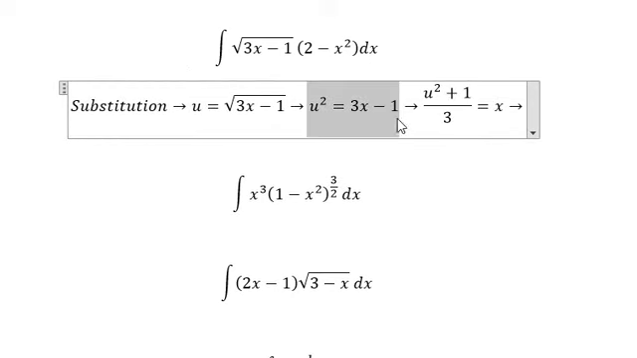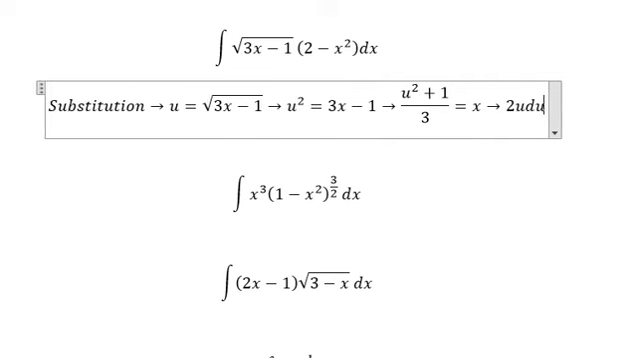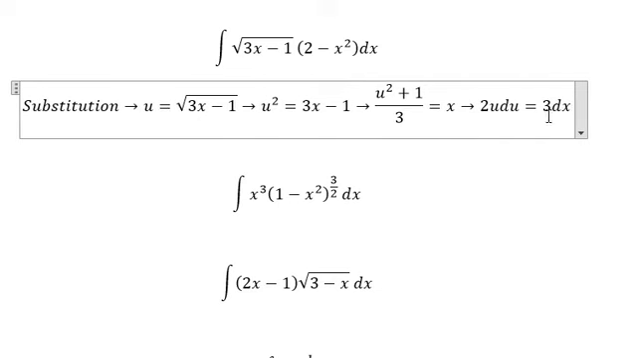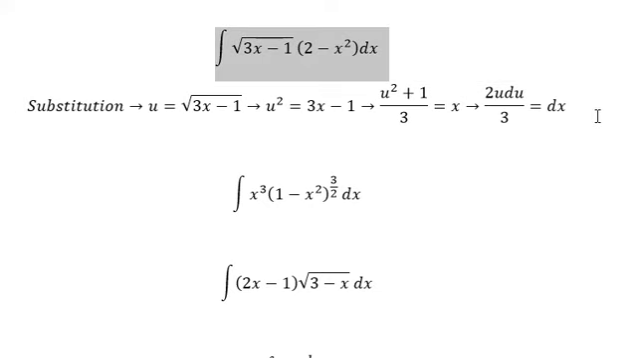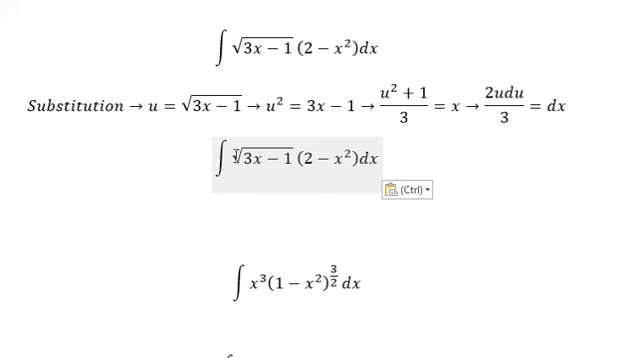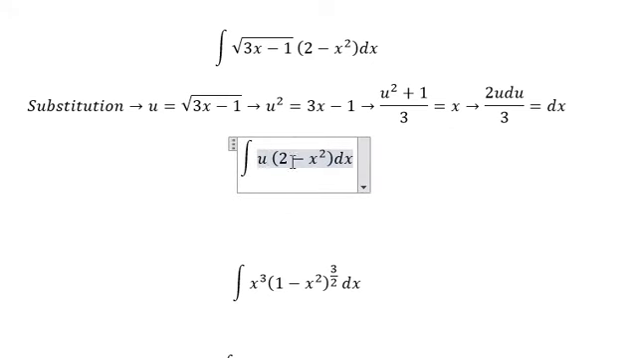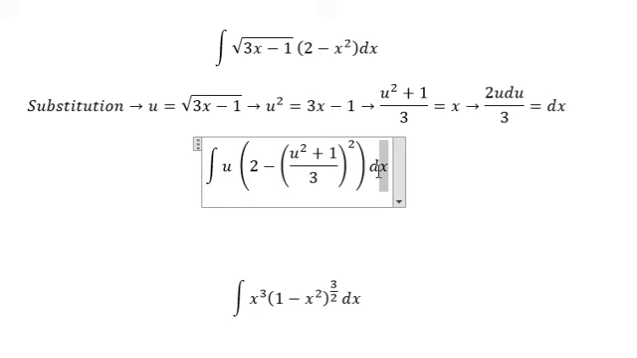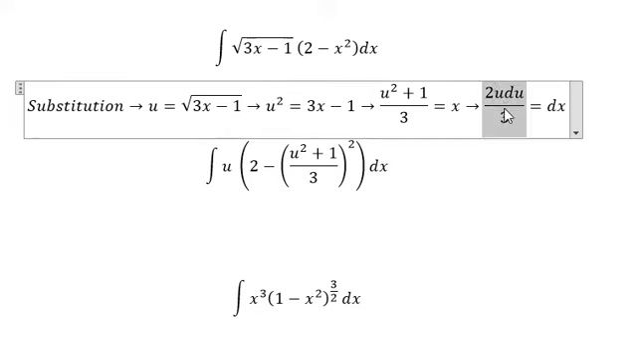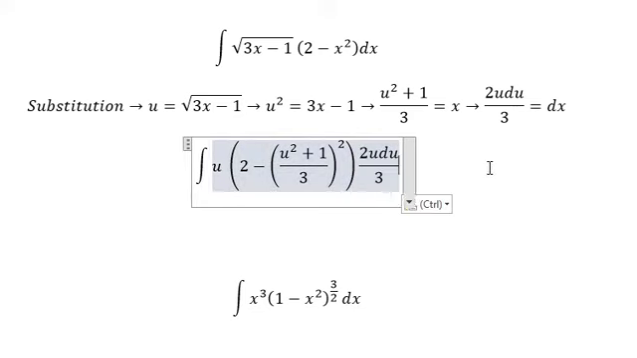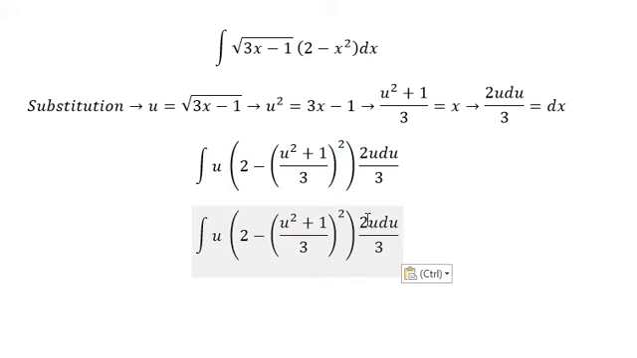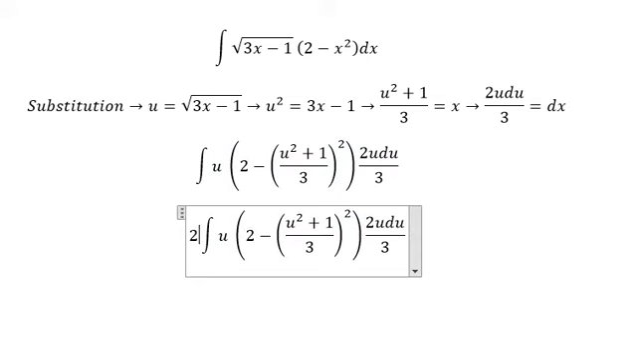Later, we do first the derivative of this one. Later, we divide both sides by number 3. The square root we change for u. This one we change for this one. And the x we change for this one. Two over 3 we put outside. U with u, you got u squared.